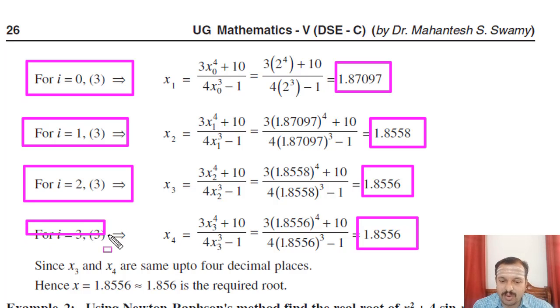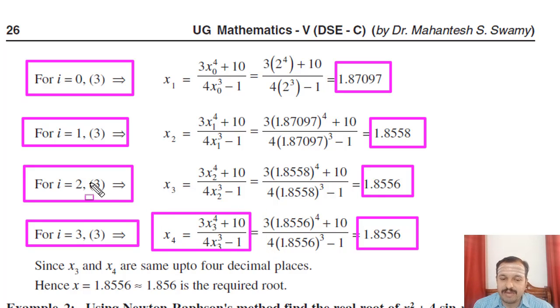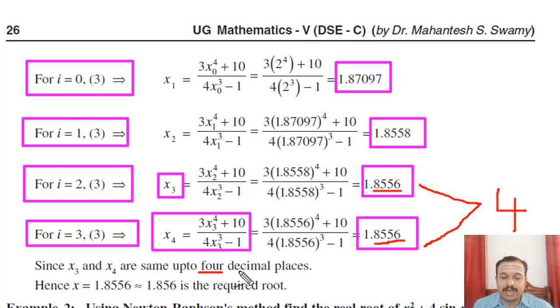And for i equal to 3, equation number 3 is this much. You substitute the x3 value, which we obtained in the previous iteration, and simplify the right hand side, and you will get the answer as this. So what are you observing? You are observing that up to 4 places of decimal, the two values are the same. That is, x3 and x4 are the same up to 4 decimal places.